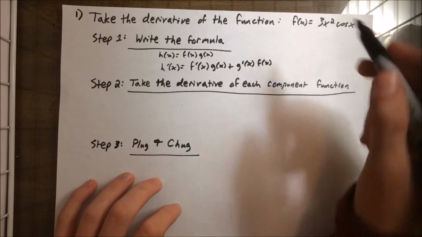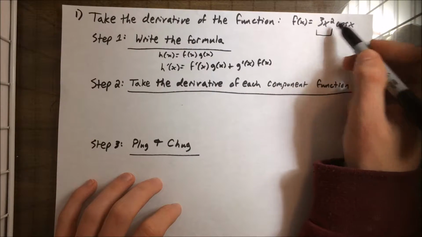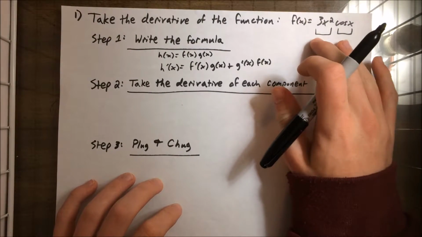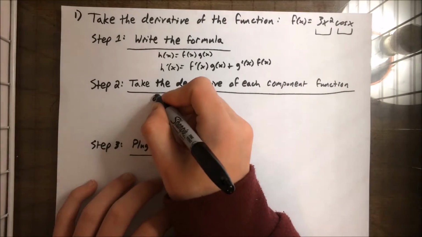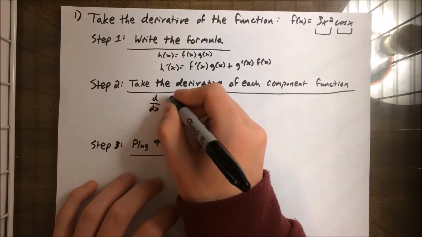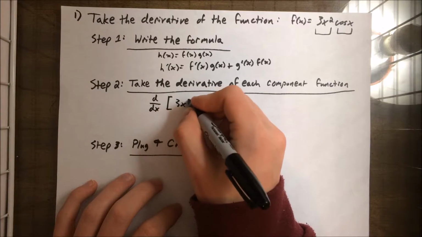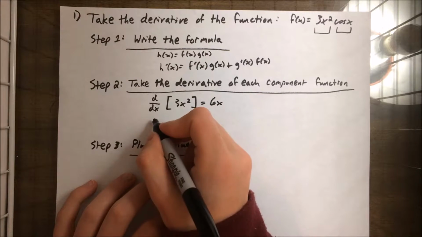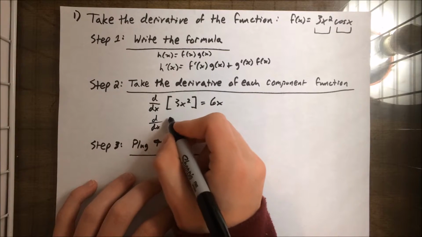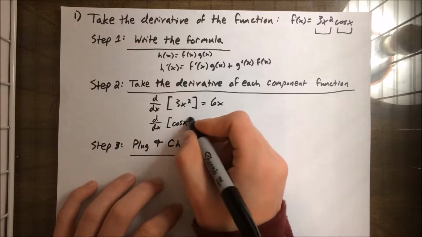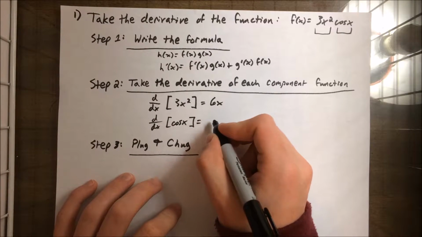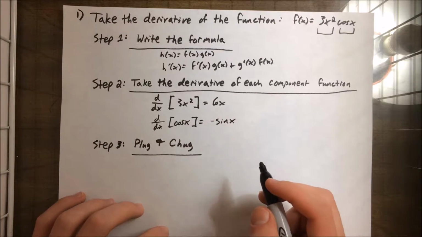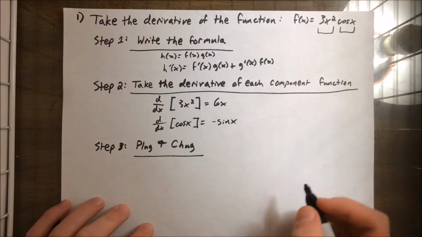Alright, so now let's take the derivative of each component function. So each of those are the two different component functions. So d over dx, that means the derivative of 3x squared is 6x, and d over dx of the cosine of x is negative sine of x. Alright, so step 3 is to plug and chug.